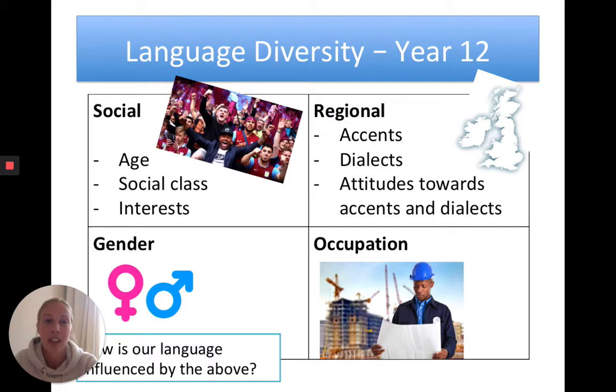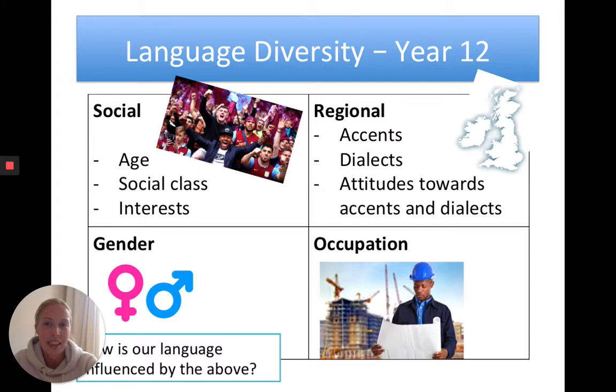So if we have a look at the course in year 12, we begin by studying social groups. And what we do here is we actually think about ourselves as individuals and the way in which we speak. So if you think about your physical fingerprint, that's unique to you and nobody else in the entire world has got the same fingerprint. And it's very much the same with your language, and we talk about our linguistic fingerprint. So with that, like I say, we look at our own language and we think about what influences the words that we use and the way in which we speak.